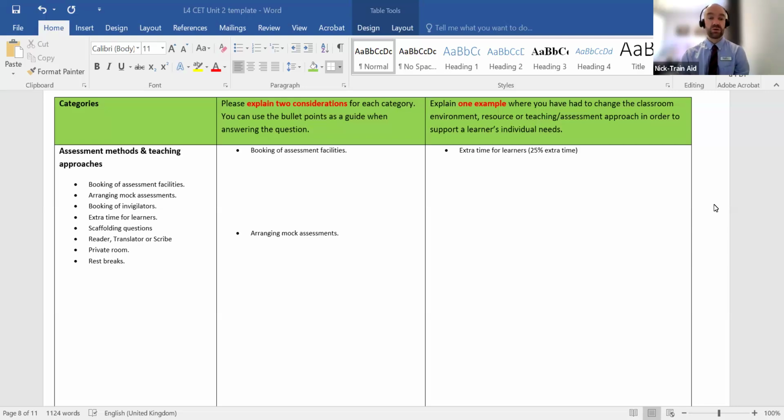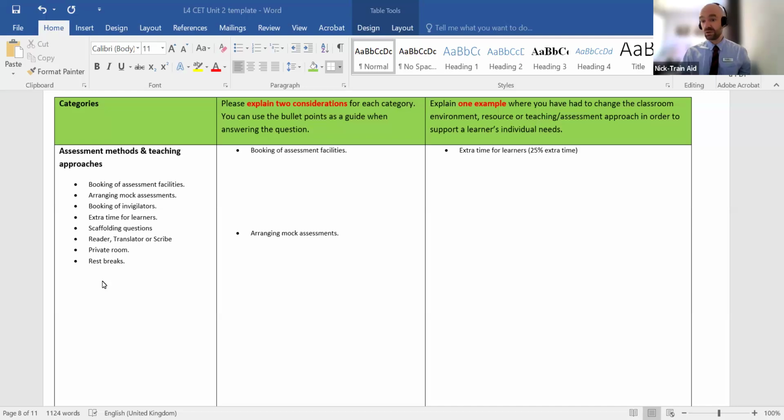your course. So for this final row within the table, we have got the category assessment methods and teaching approaches. And we need to think about all the considerations that go into planning effective assessment within your lessons, and also perhaps thinking about a way in which you've adapted assessment to support one of your learners and how you've supported their individual learner needs. So just on the table here, we've just come up with some bullet points to give you some hints on what you could include for your two considerations.